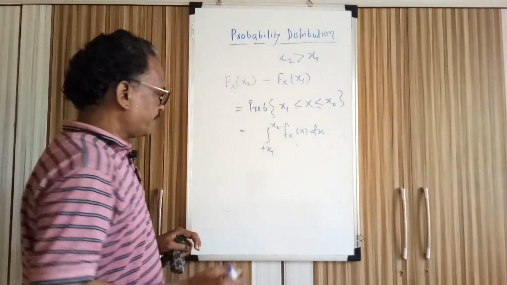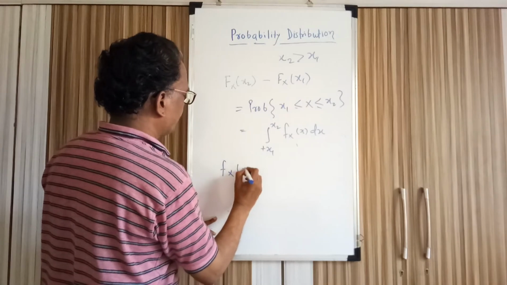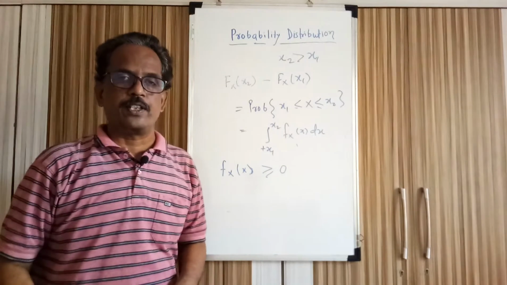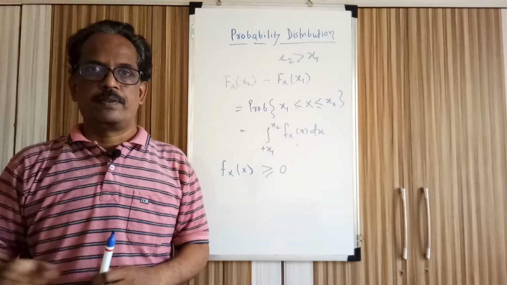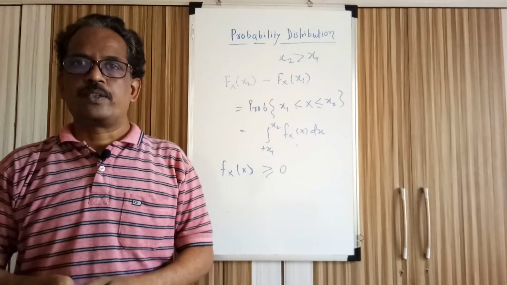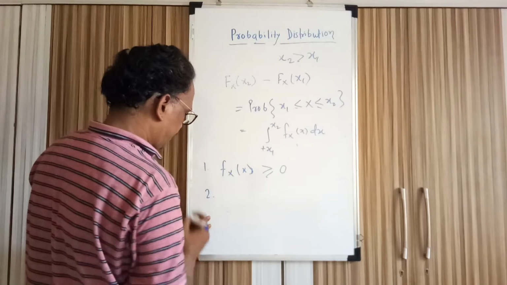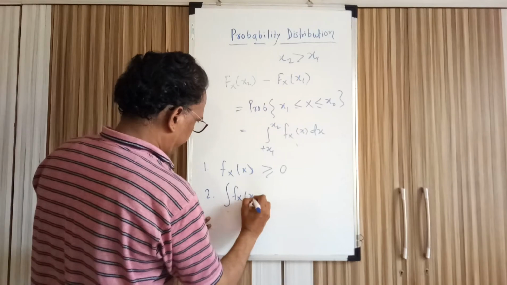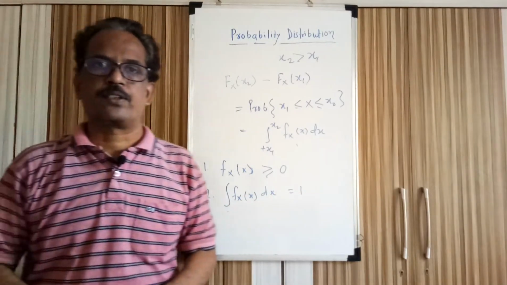So like the distribution function, the density function also satisfies some properties. fX(x) is always greater than or equal to 0. The density function is always positive, and if it is not positive, it means it is 0. It is not taking negative values. This is one property. Another property of the density function is that when it is integrated, the area under the function fX(x) is always 1.